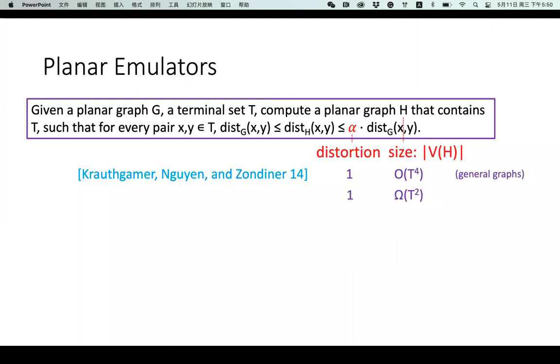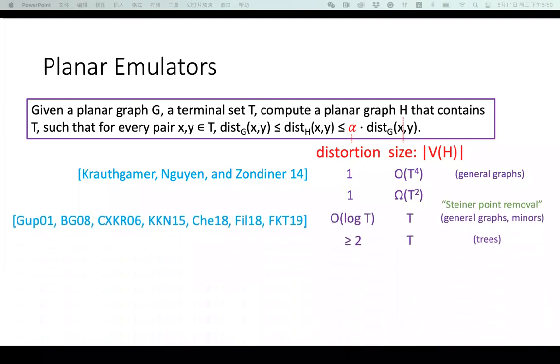On the other hand, if we just require that the output graph only contains the set of terminals, then there's a long line of work that eventually leads to an upper bound of log t on the distortion. And actually this result also holds for general graphs, and they are actually outputting a distance preserving minor.